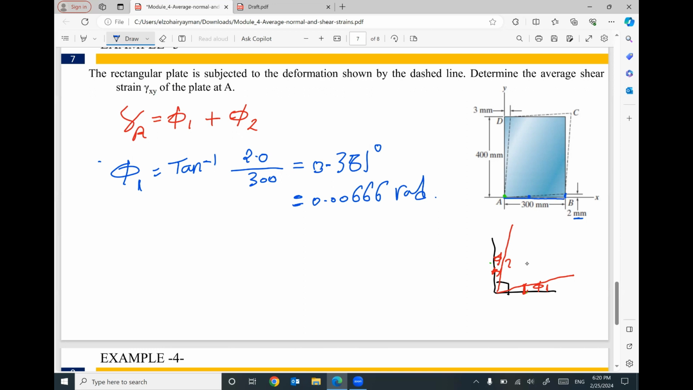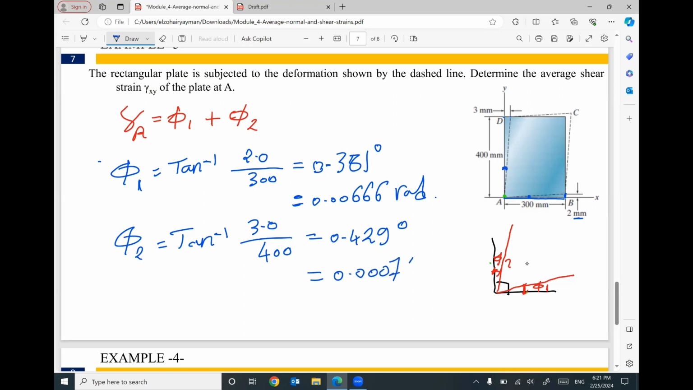For the second angle, phi 2, I'm going to include it in another right angle triangle. So phi 2 equals inverse tan. The opposite in this right angle triangle is 3 millimeter, divided by the adjacent, which is 400. So the value of the angle in degree will be inverse tan of 3 divided by 400, which equals 0.429 degree. I'm going to convert it to radian. It will be 0.00749.